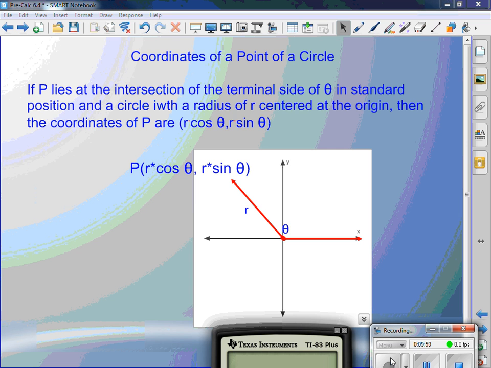What this really means, to find the coordinates of any point of a circle: if P lies in the intersection of a terminal side of theta in standard position and a circle with a radius of r centered at the origin. It's supposed to say with, but there's a typo. And the coordinates are r cosine of theta, comma, r sine of theta. I don't need to draw the triangle. You should automatically just say, okay, here's your angle, here's my radius. You just put r cosine of theta, comma, r sine of theta.